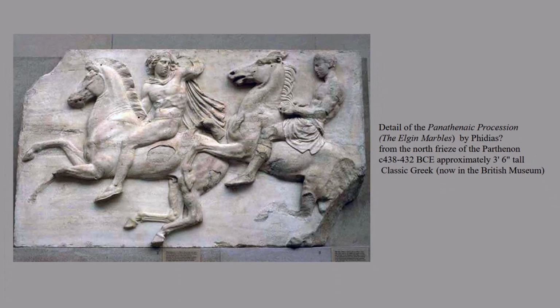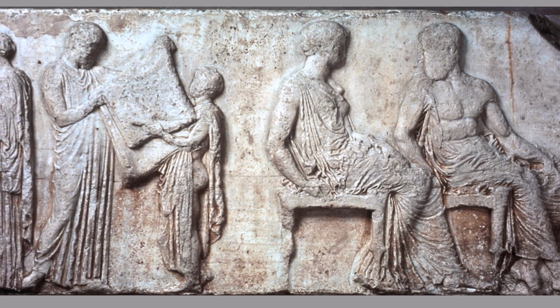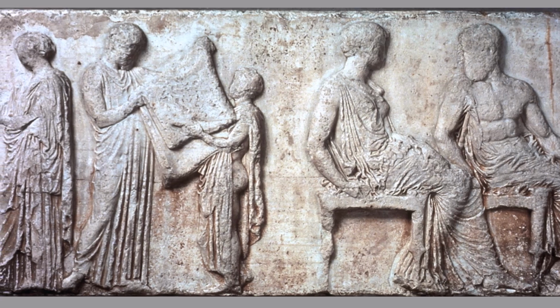So here's that continuous running frieze from the interior called the Panathenaic Procession. These panels were removed in the 1800s by a Scottish lord who was visiting. He was an ambassador to Turkey, and the Turkish government allowed him to take these panels home to Scotland and put them on his home. And after he passed away, they were contributed or given to the British Museum.